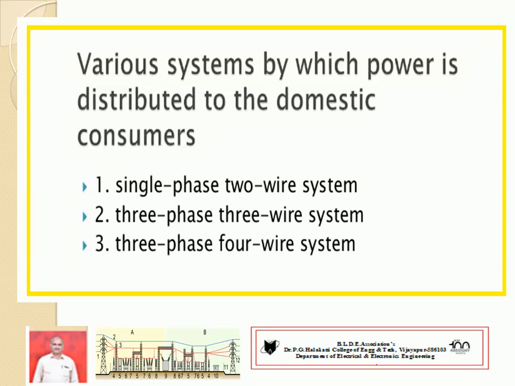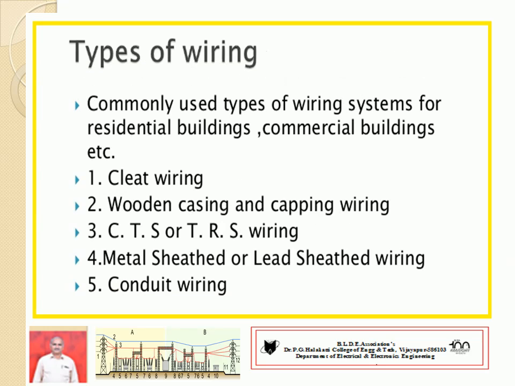Various types of distribution systems for domestic consumers may be a single phase 2 wire system, a 3-phase 3 wire system, or a 3-phase 4 wire system. The users may be single phase, or the users may be 3-phase.